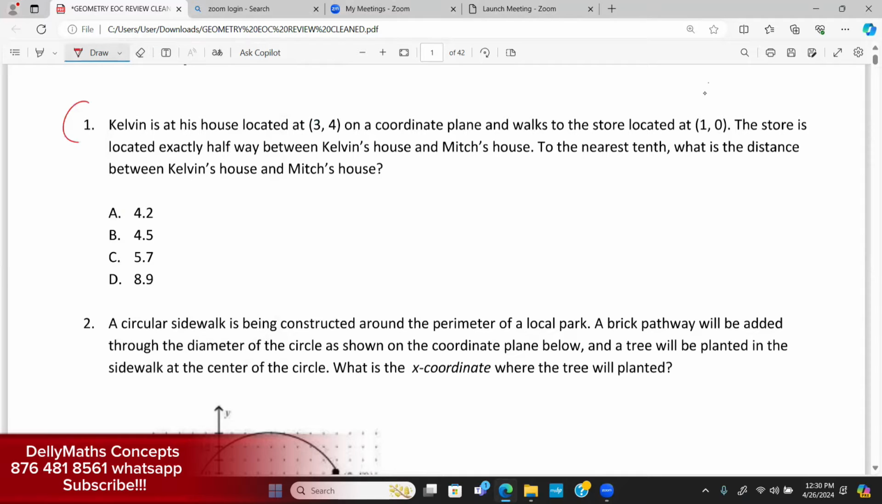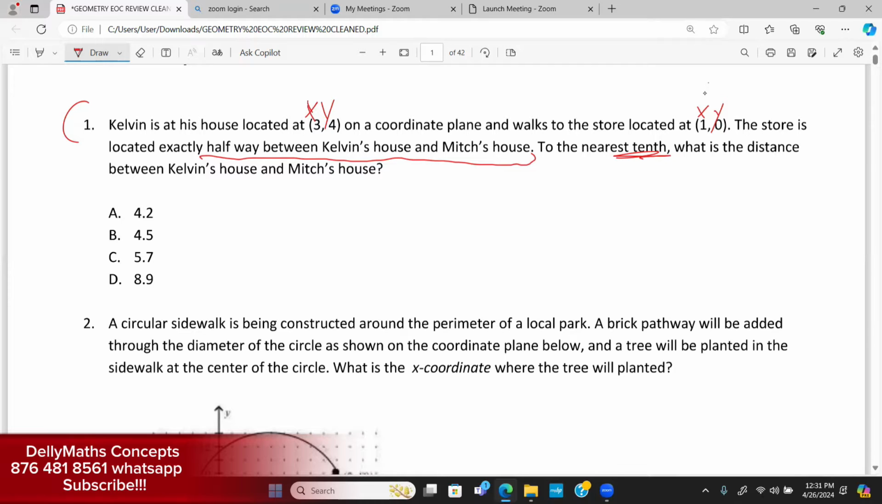All right, question one. Kelvin is at his house located at 3, 4. So x is 3, y is 4 on a coordinate plane, and he walks to a store located at 1, 0. The store is located exactly halfway between Kelvin's house and Mitch's house. To the nearest tenth, what is the distance between Kelvin and Mitch?